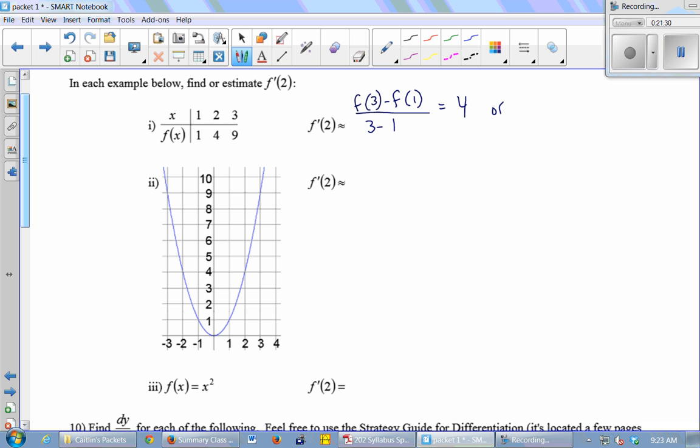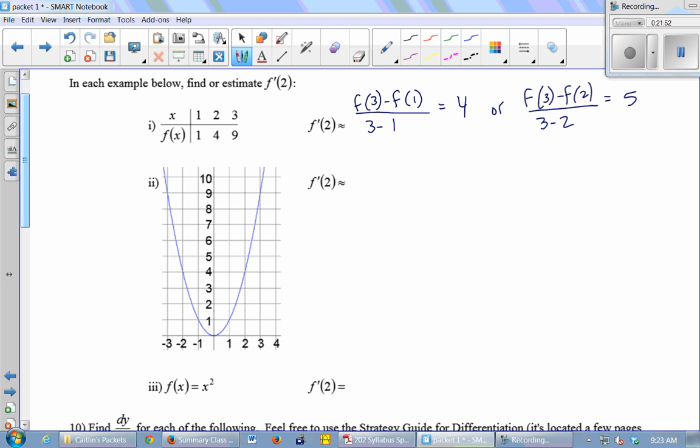Or you might estimate by just using x equals 2 and x equals 3, or x equals 1 and x equals 2. That would be 5.